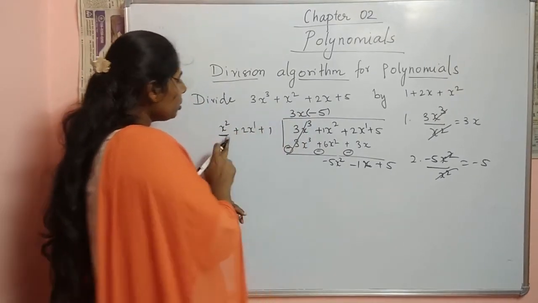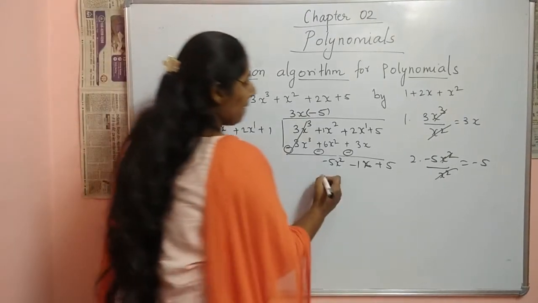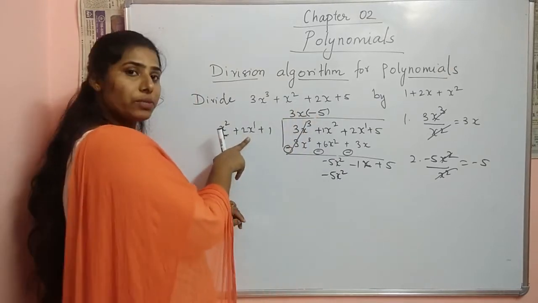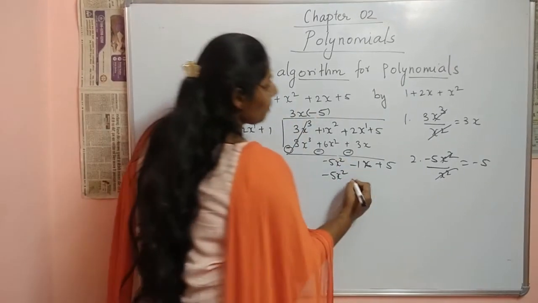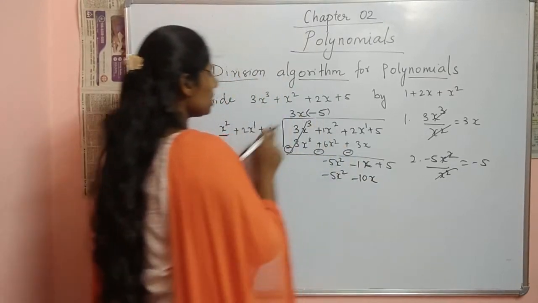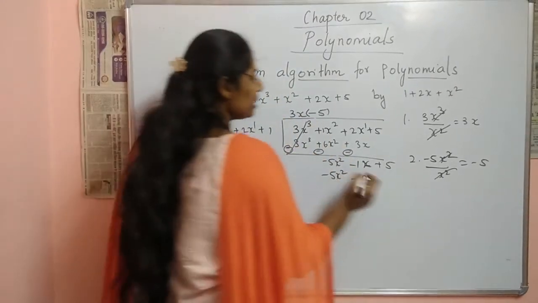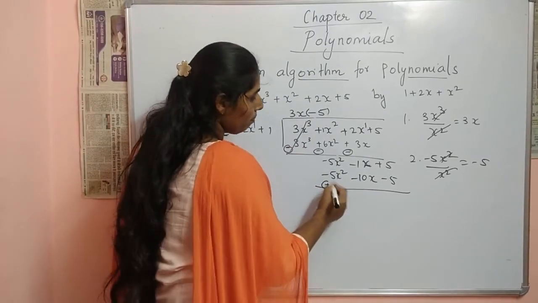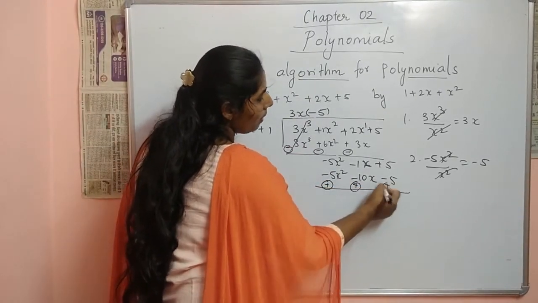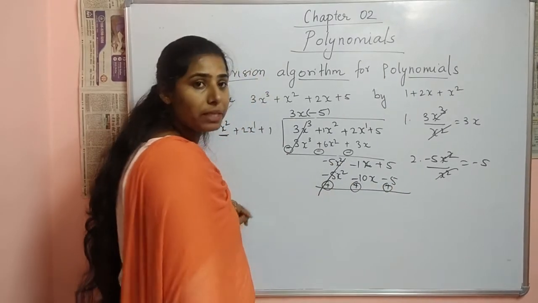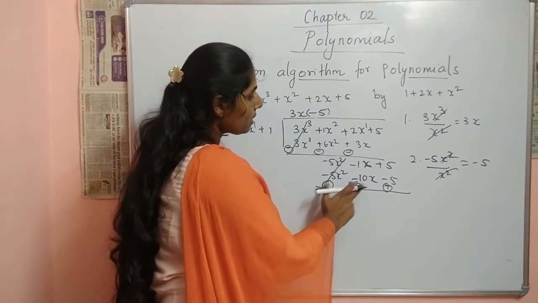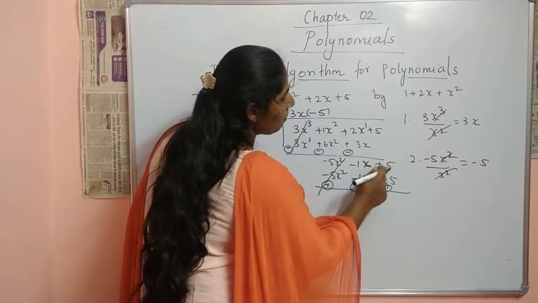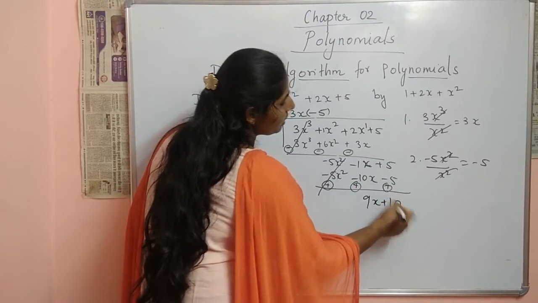So minus 5 into x square, what will you get? Minus 5x square. Minus 5 into 2x will give you minus 10x. Again minus 5 into 1 will give you minus 5. So again you will change the sign. Plus, plus, plus. So minus 5x square plus 5x square cancelled. Plus 10 minus 1 will give you 9x. Plus 5 will give you plus 10.